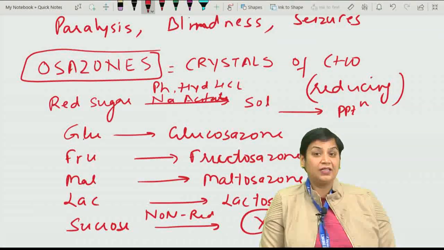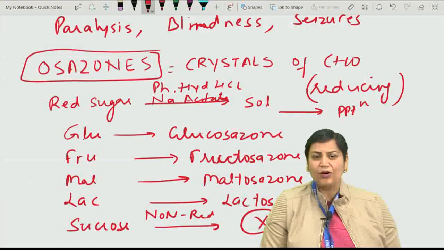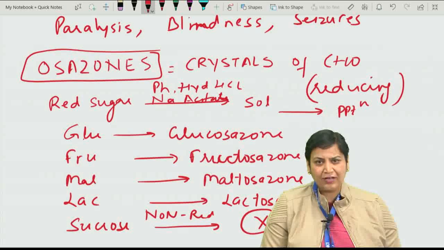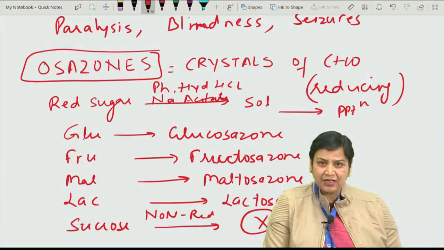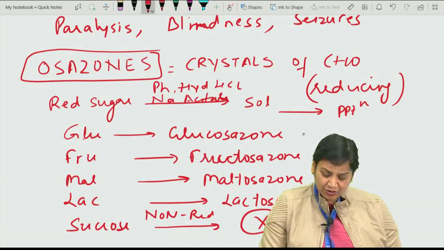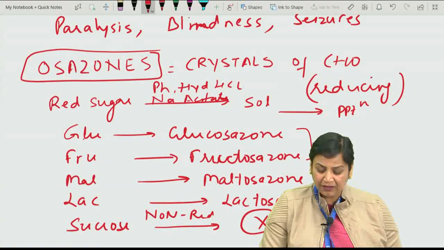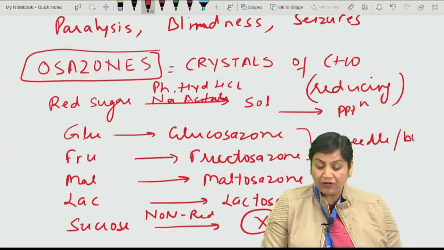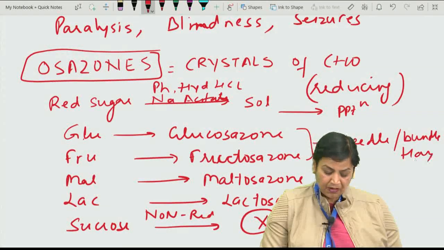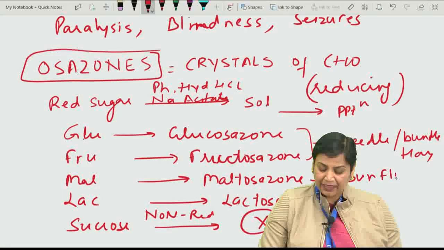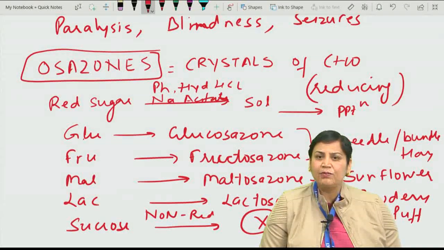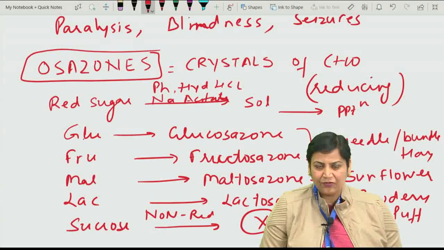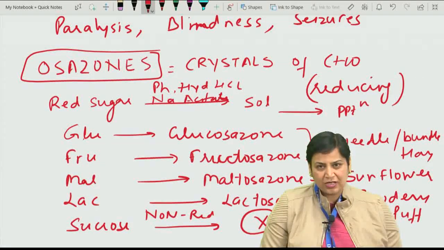This is again a question which is asked in the exam. All the reducing sugars can give osazone except. This is a very frequent question asked. So here in osazones, the structure of the crystals of glucosazone and fructosazone will be needle shape or bundle of hay. Maltose will have sunflower petal-like structure. Lactose will have powdery puff. So by seeing the shape of the structure of the crystals, we can predict the osazones present.